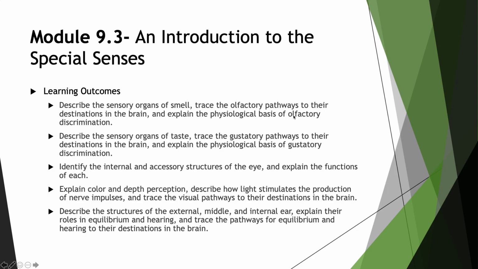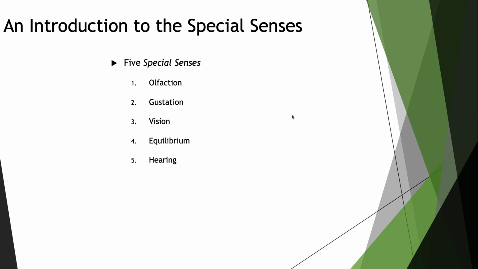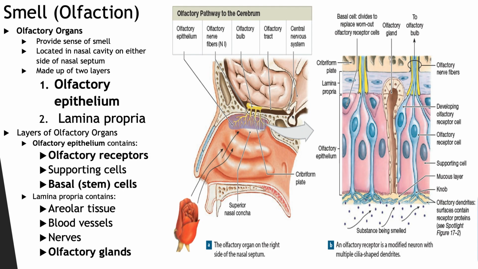Hey everyone, welcome to the PowerPoint video for Module 9.3. We're going to be talking about some of the special senses here in much greater detail than we did in 9.1. There is a lot to cover in this PowerPoint, so this video is going to be broken up into two sections. In the first part, we'll cover olfaction, gustation, and vision, or at least a part of vision, and in the second part of the video, we'll cover visual physiology, equilibrium, and hearing. So let's go ahead and get started.